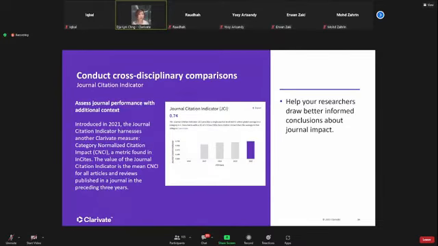Okay. Now, to explain a little bit more about the Journal Citation Indicator and what this is, it is a way to assess the journal's performance with some additional context. The journal impact factor, no doubt a good and established indicator, has its limitations, meaning it is purely a ratio, because the journal impact factor is calculated by citations divided by citable items. It doesn't take into consideration the specialization.